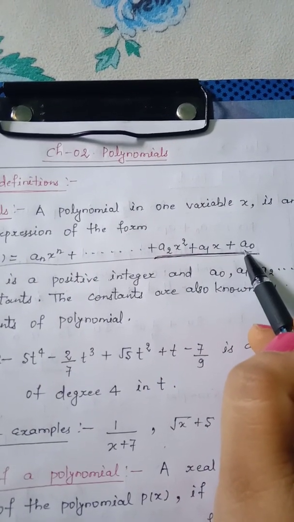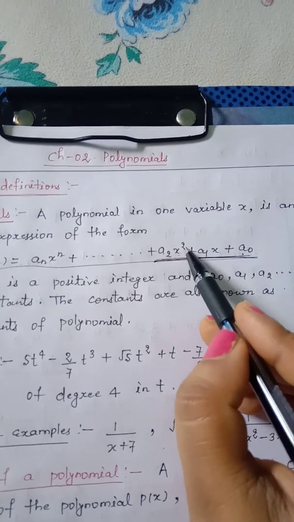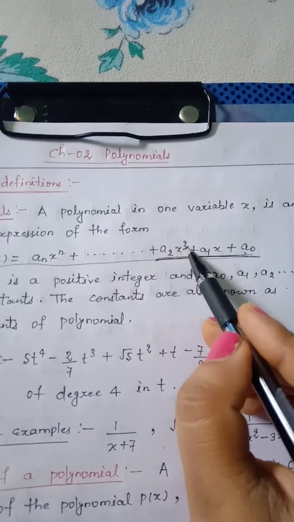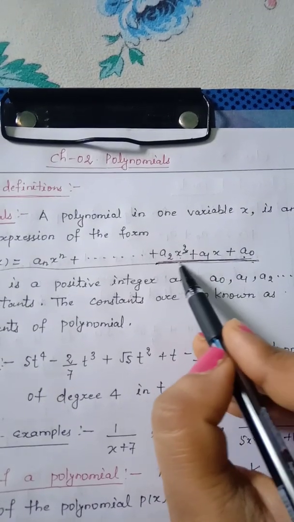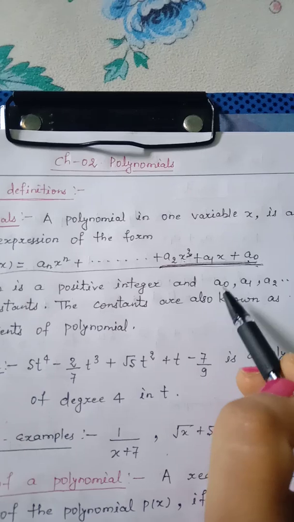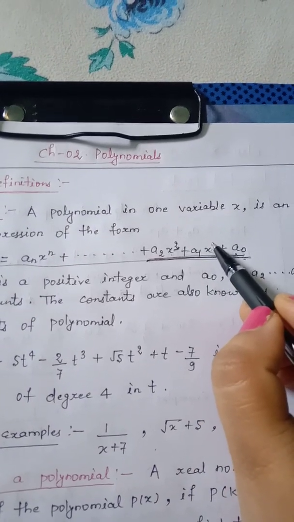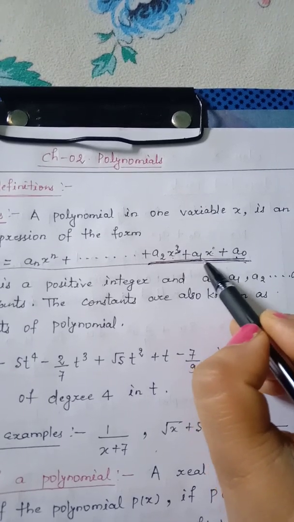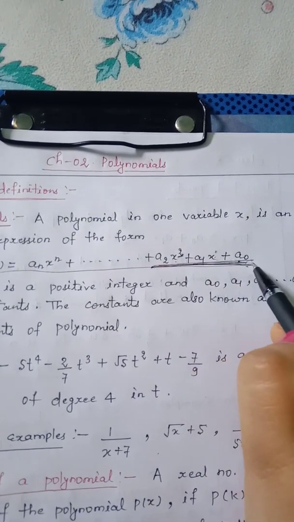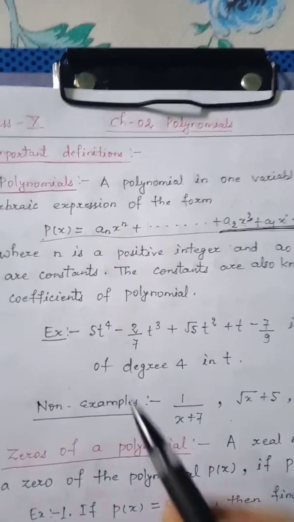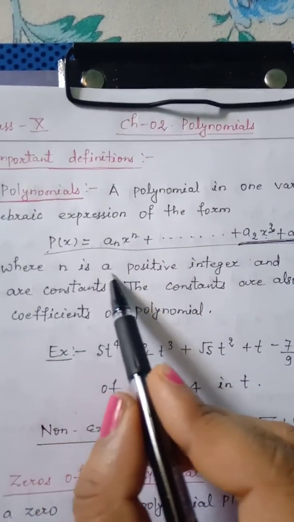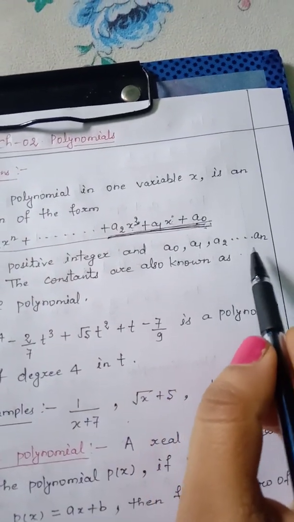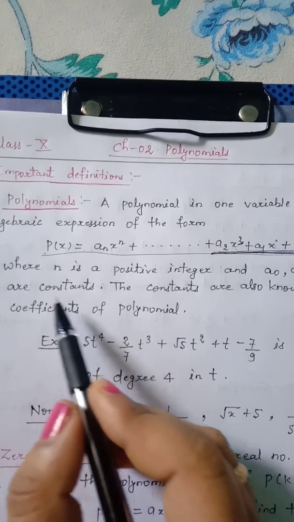The polynomial is known as a quadratic polynomial if the power of the variable is 2. If the degree of the variable is 1, it means a1 x plus a0, and this is the form of a linear polynomial. Now here n is a positive integer and a0, a1, a2, an are constants.